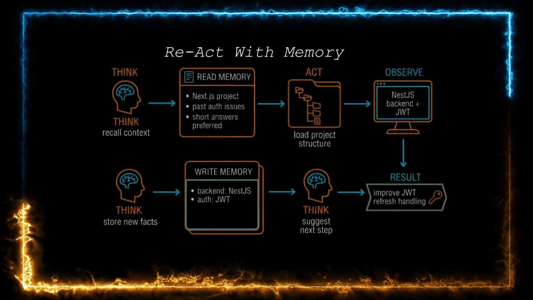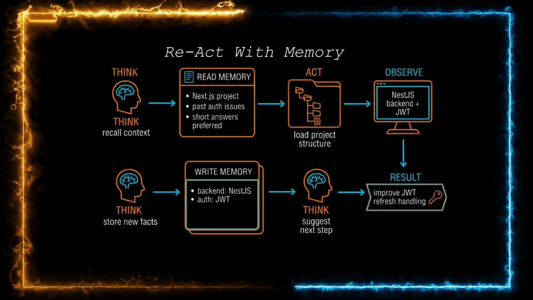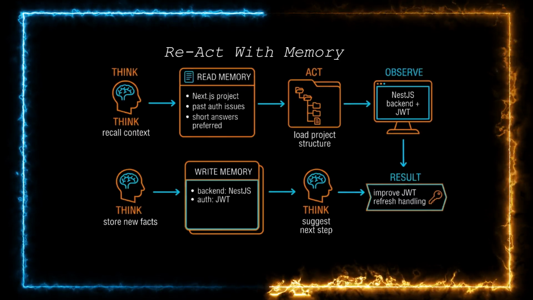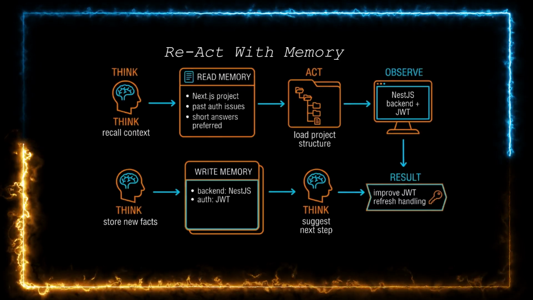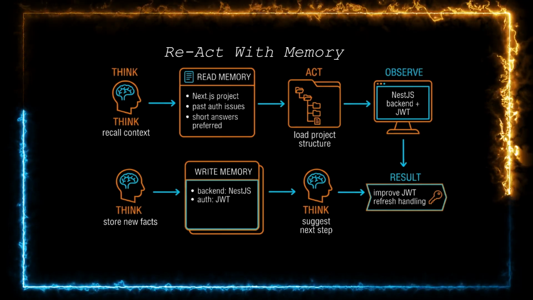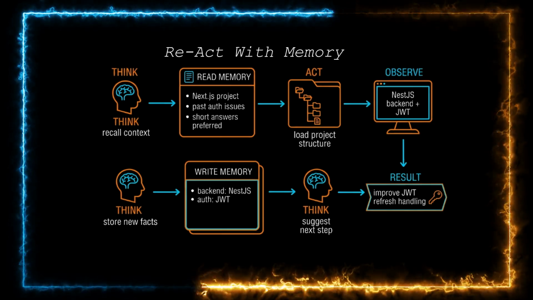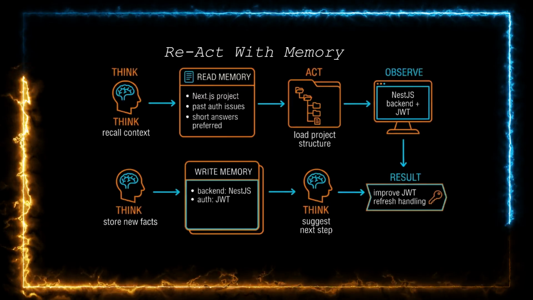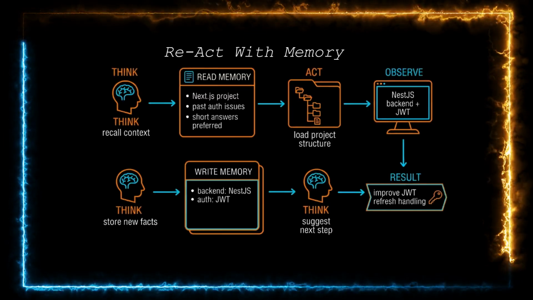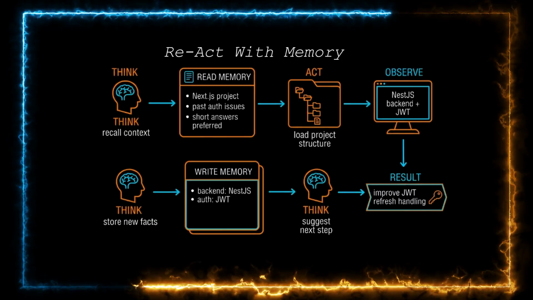Example: help me continue my API project. Think: I should check if I already know anything about this project. Read memory: project uses Next.js. API previously had auth issues. User prefers short, clear answers. Act: load project structure. Observe: found NestJS backend with JWT auth.